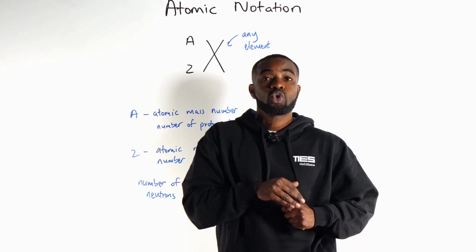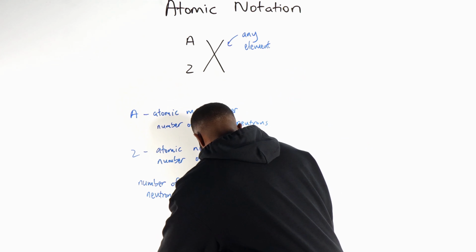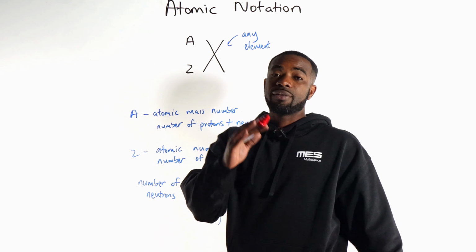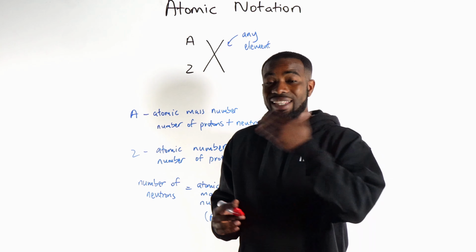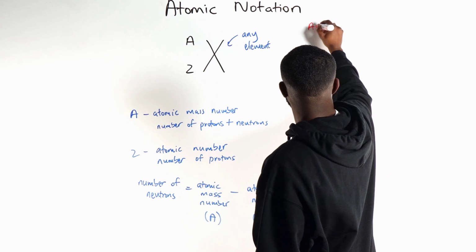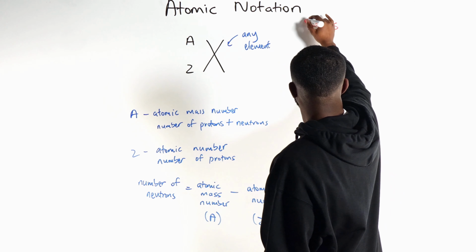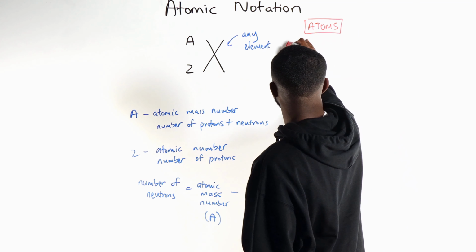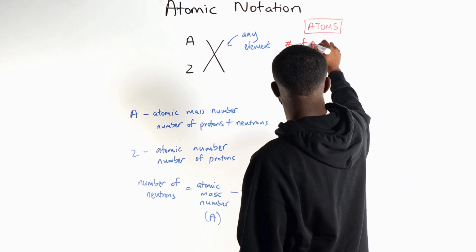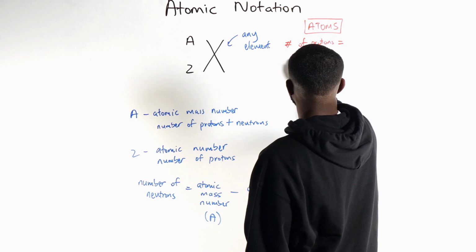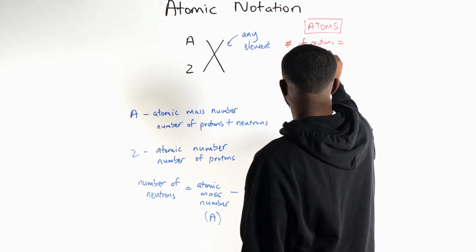What I'm going to do is swap colors now, so let's go to the red. And in red, I'm just going to give you a few pointers to help you in the next set of questions we're going to have a look at. So first thing over here is for atoms. I'm going to use hashtag, which just means number. So in atoms, the number of protons equals the number of electrons.